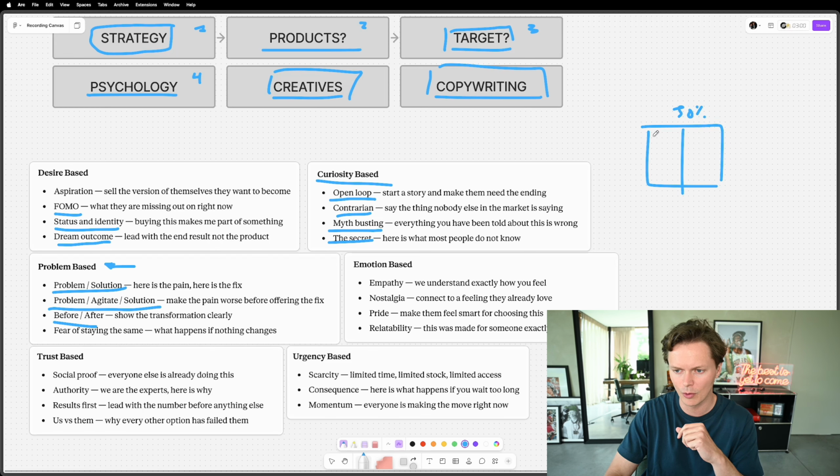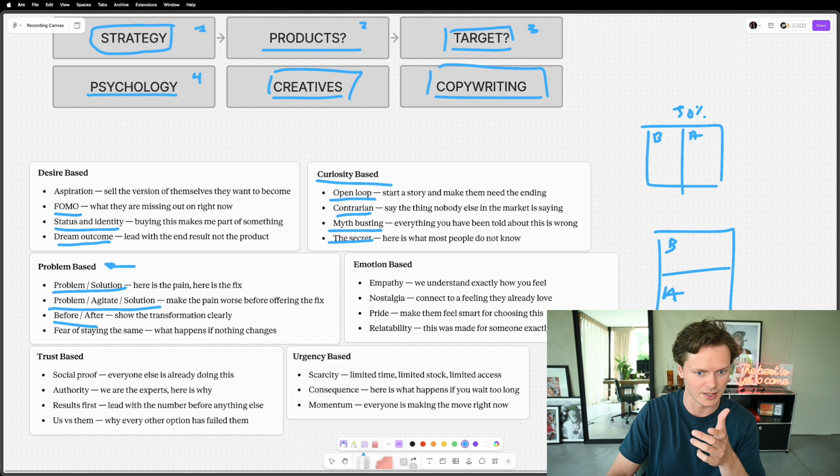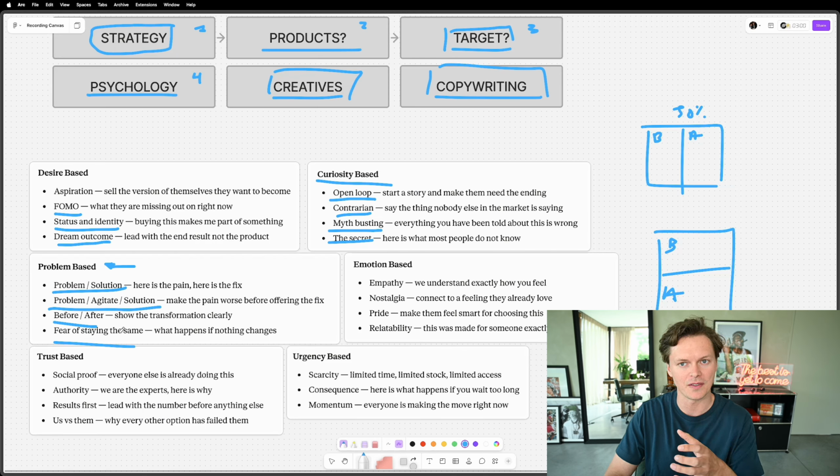You see the before, and then you see the after in one static video. Or maybe some of these, you also see in video, where you have the before here and then you have the after there, which is also really popular nowadays. Fear of staying the same, right? This is based on your FOMO and aspiration, but it's the fear of staying the same.